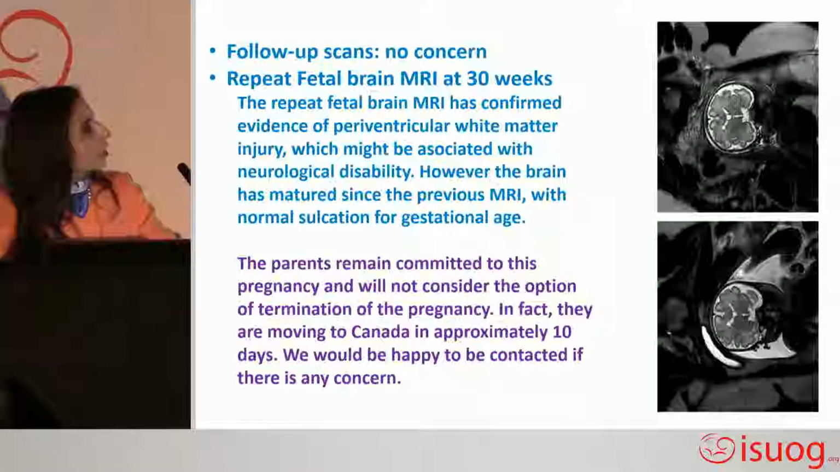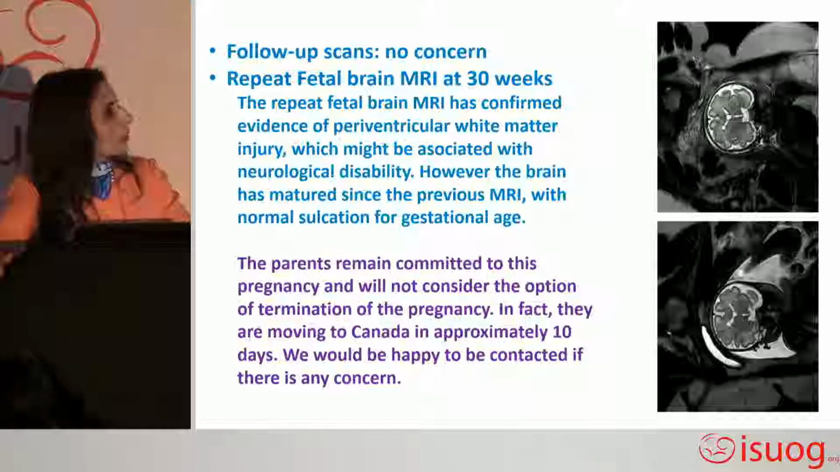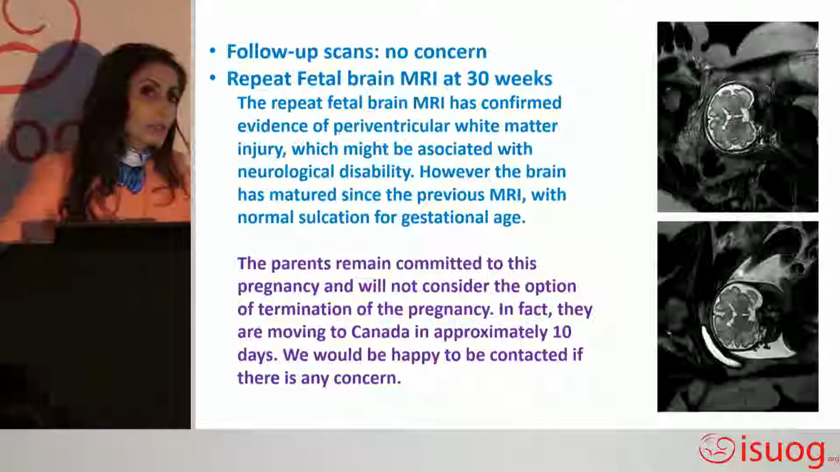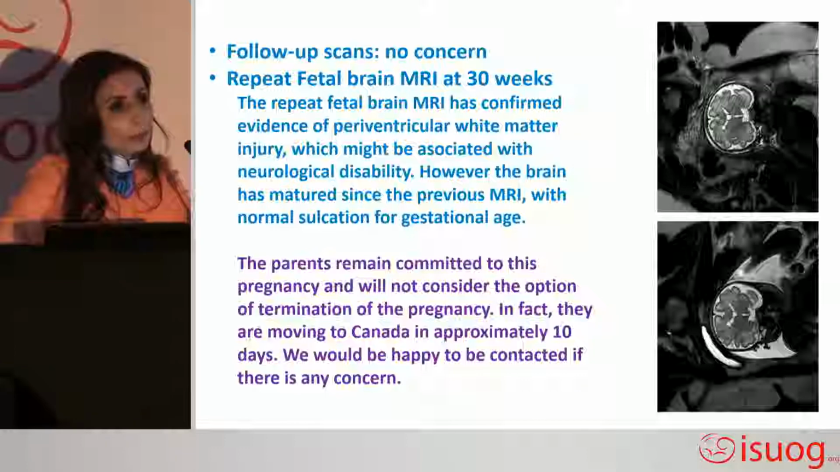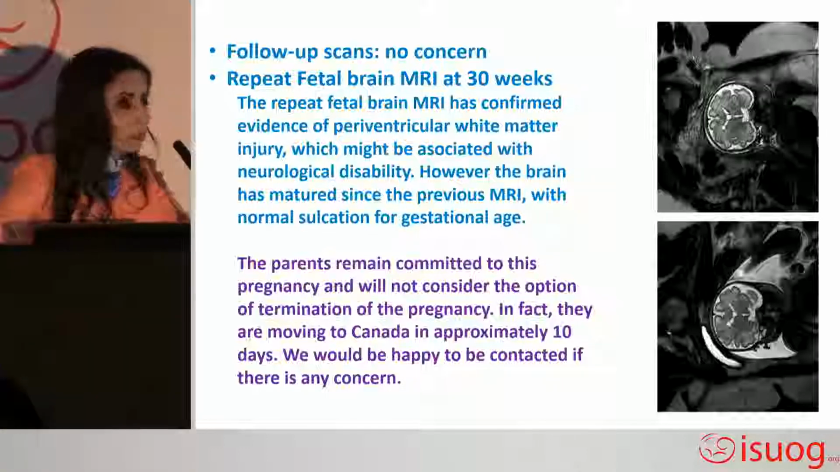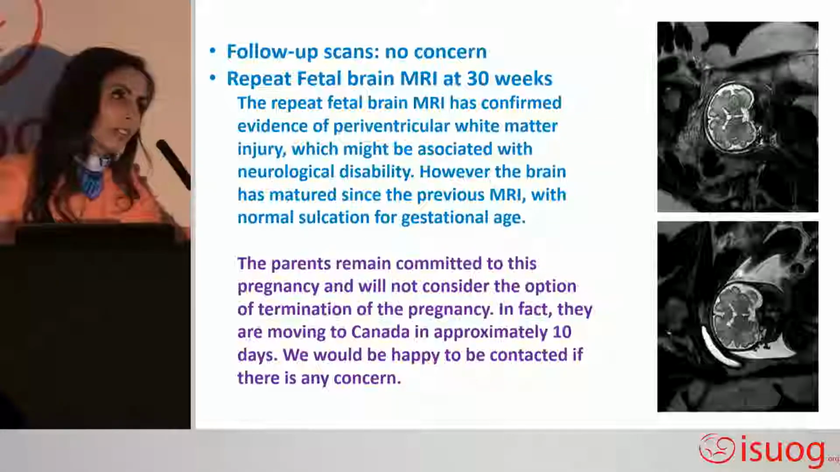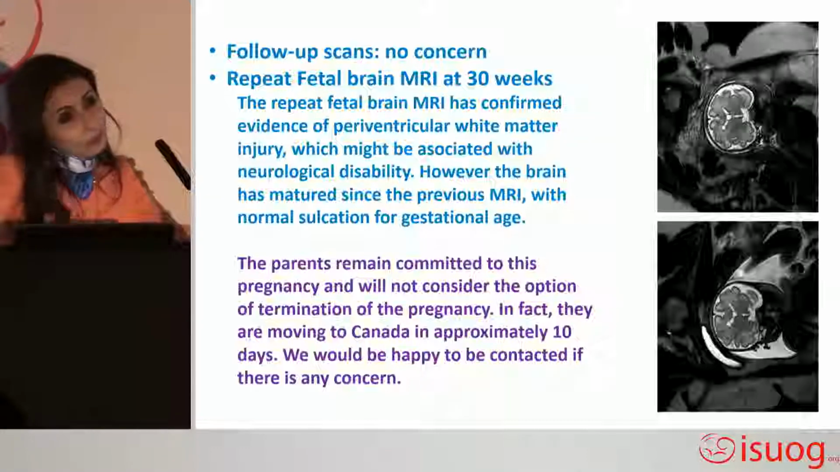So anyway, she had a repeat MRI at about 30 weeks, and this MRI confirmed the periventricular leukomalacia. So evidence of periventricular white matter injury, which might be associated with a risk of neurological disability. So these parents were counseled, but they were committed to the pregnancy. They said, well, no, we lost already one baby, and this baby is growing and it's okay, so we're not considering the option of termination. And in fact, by the way, we're going to Canada. I said, okay, fine. So I said, well, good luck, and let me know when the baby arrives.